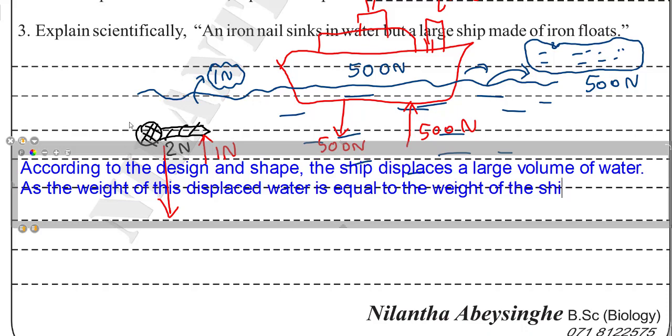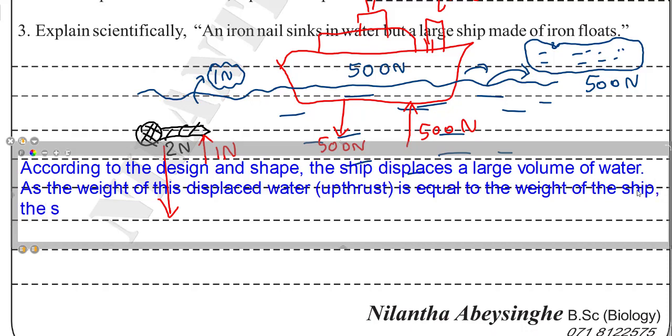But do not write "weight of this displaced water" alone. That means within brackets, you write upthrust. The weight of the displaced water is the upthrust. Upthrust. Okay. That is equal to the weight of the ship. Come on. The ship floats, right?